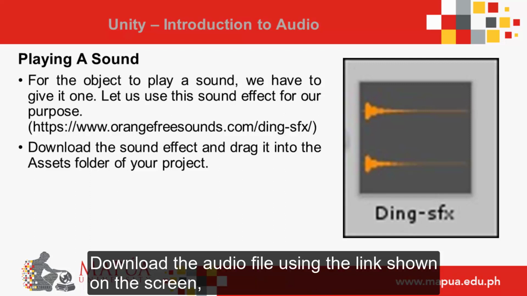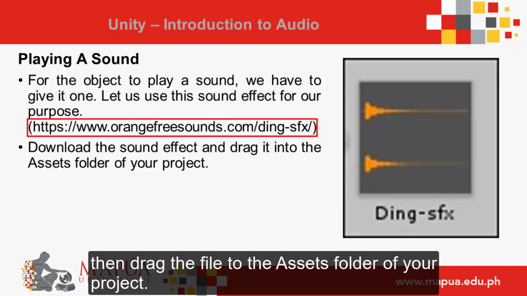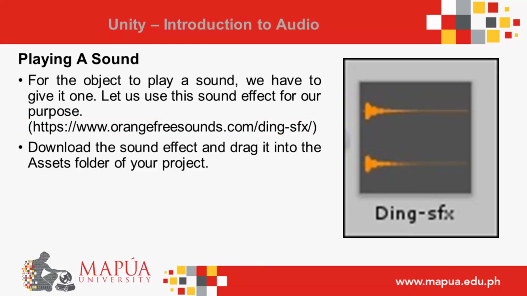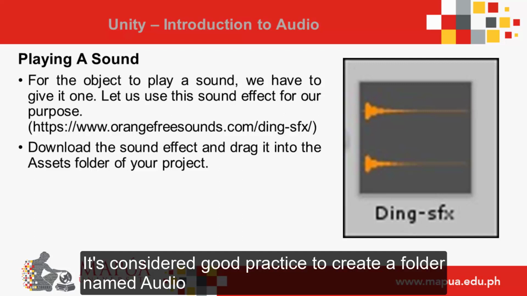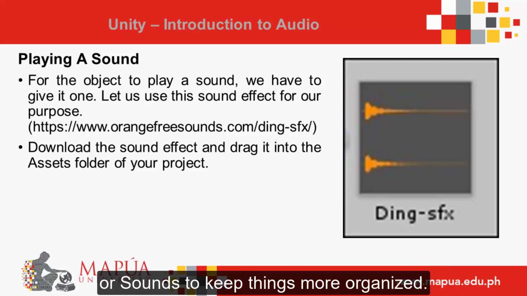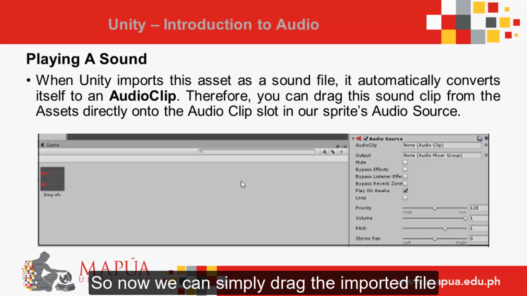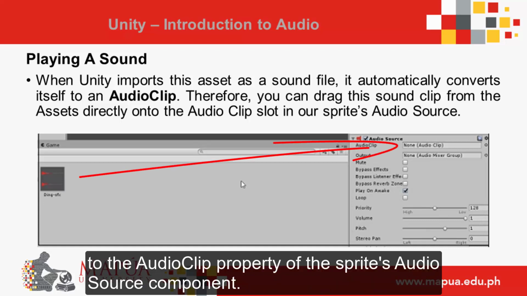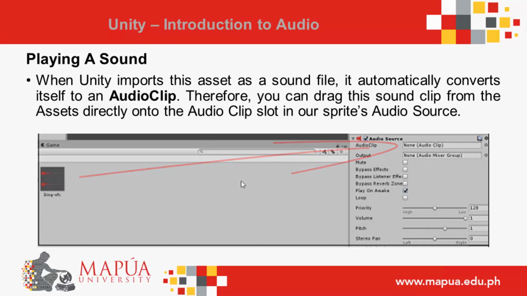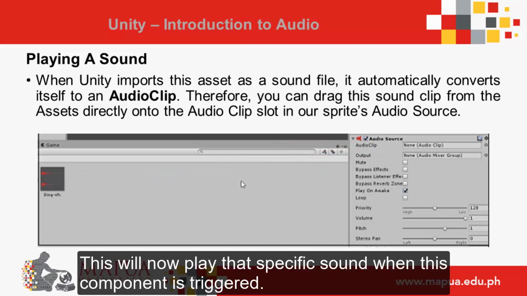Download the audio file using the link shown on the screen, then drag the file to the assets folder of your project. It's considered good practice to create a folder named audio or sound to keep things more organized. Unity treats all imported audio files as audio clips. So now we can simply drag the imported file to the audio clip property of the sprite's audio source component. This will now play that specific sound when this component is triggered.